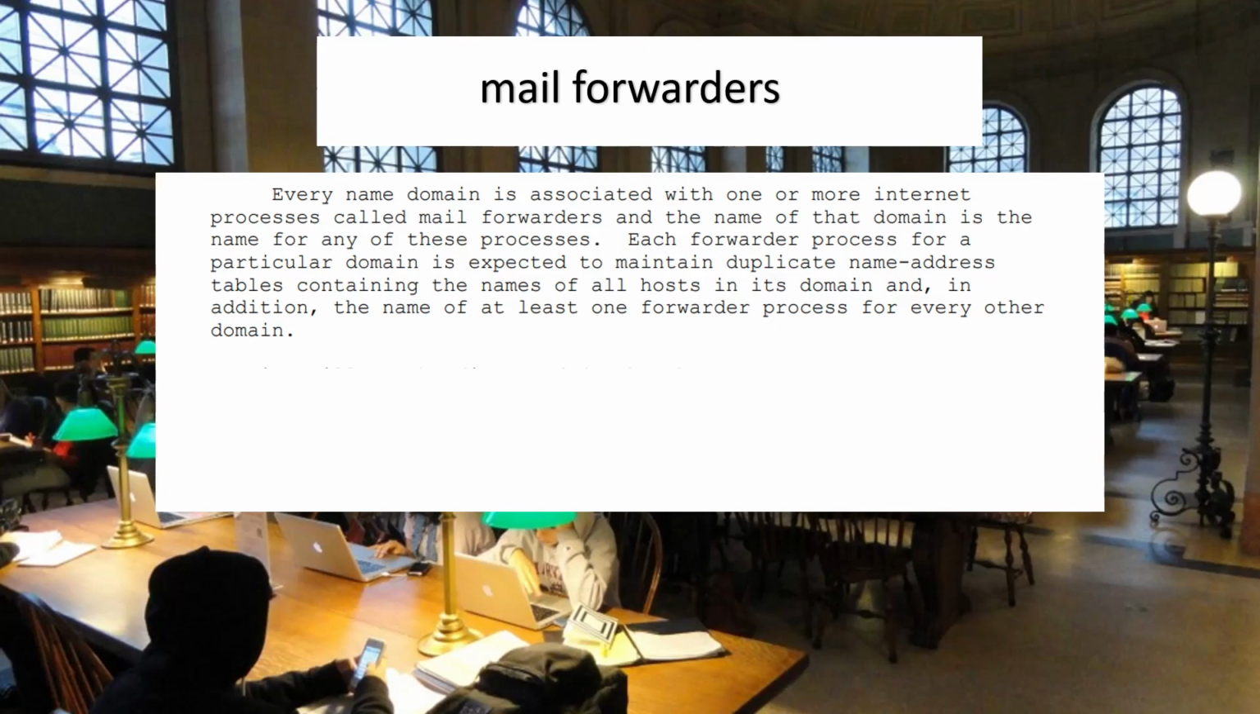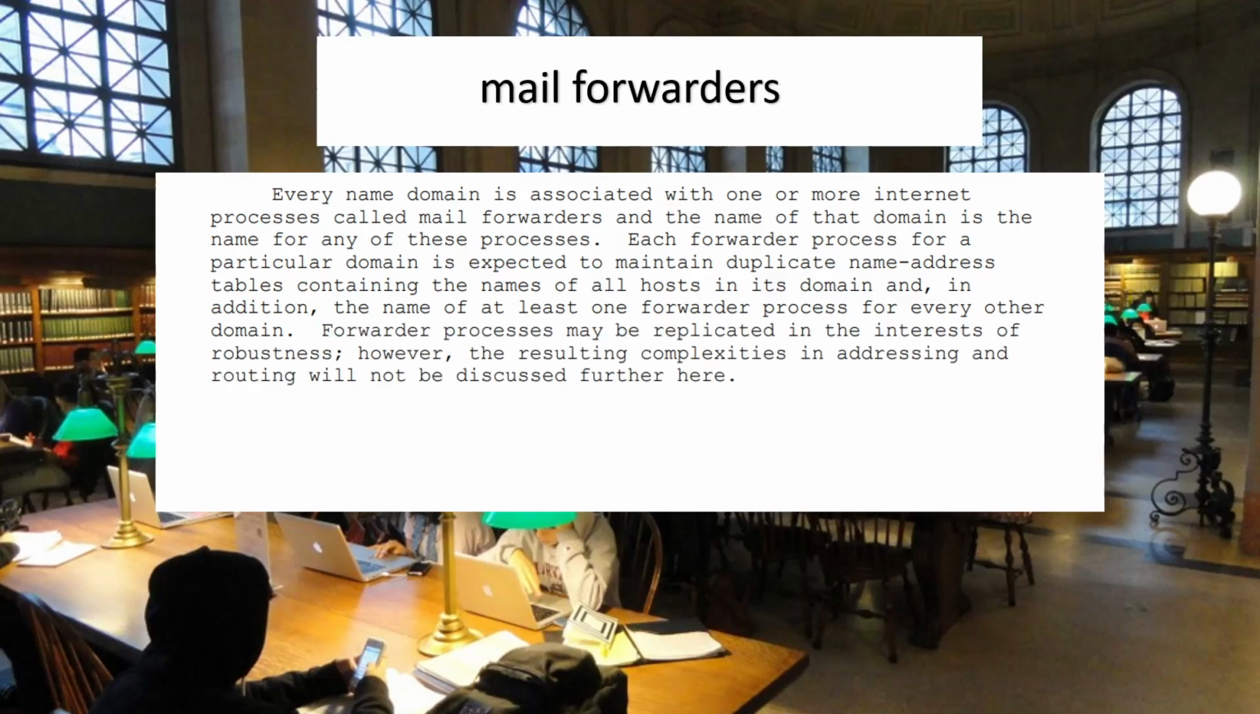Each forwarder process for a particular domain is expected to maintain duplicate name address tables containing the names of all hosts in its domain, and in addition, the name of at least one forwarder process for every other domain, so each forwarder knows about the other domains. They are connected, as we said. Forwarder processes may be replicated in the interests of robustness. However, the complexities about that won't be discussed here.